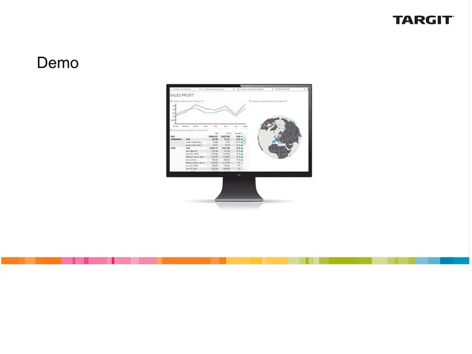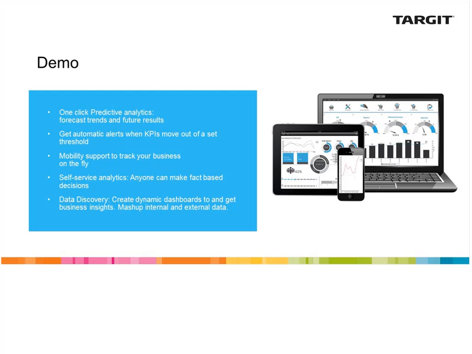And I want to continue to go through and explain a little bit more about how we work within the Dynamics community. As I mentioned through here, we have the ability to do predictive analytics. You can forecast trends and results. You can really get a good look into and set up automatic alerts for KPIs. We have mobility support, as I mentioned, so you can view things when you're traveling, when it's convenient for you.